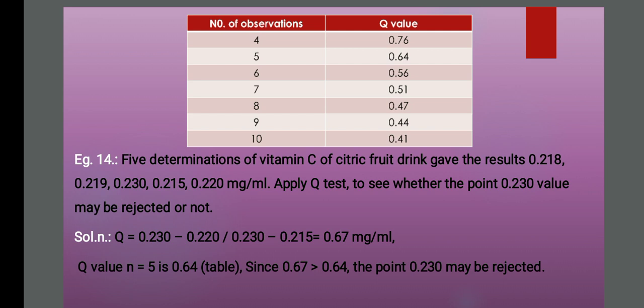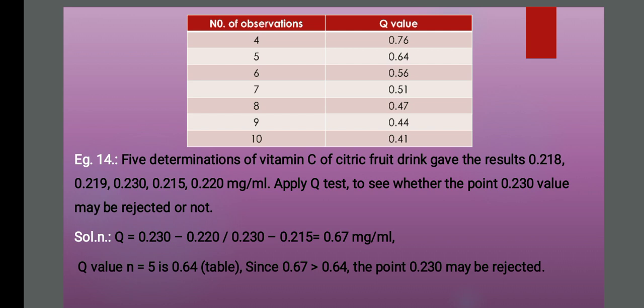How many observations are there here? There are 5 observations. So for 5 observations, the value should be 0.64, but our answer is 0.67. So what you have to do here is, since it is 0.67, we have to reject that 0.230, and the others can be taken into account. It is clear now? I think you are able to understand what I am saying here.